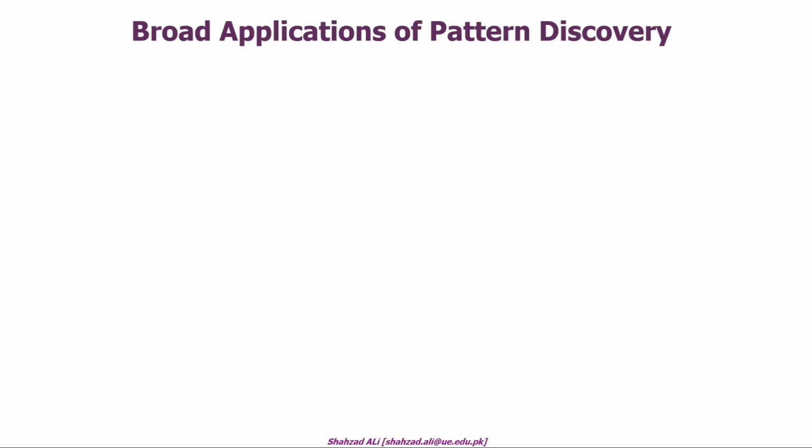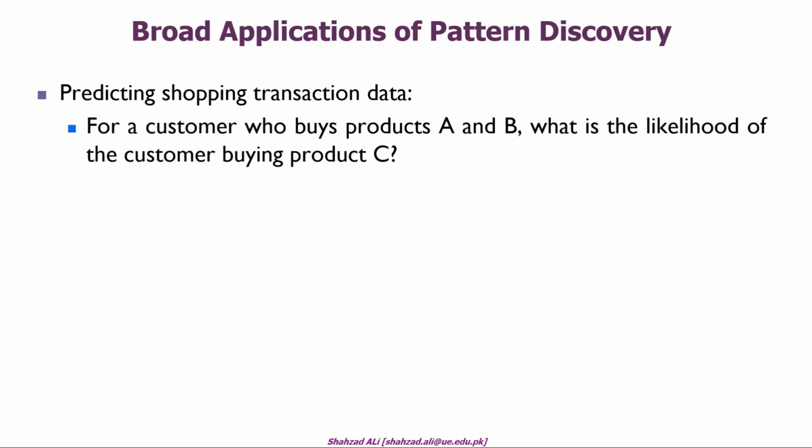So pattern discovery or association rule mining has very broad applications. As we already discussed, it may help in predicting shopping transaction data. For example, for a customer who buys products A and B, what is the likelihood of the customer buying product C? It may help in predicting web page click streams.